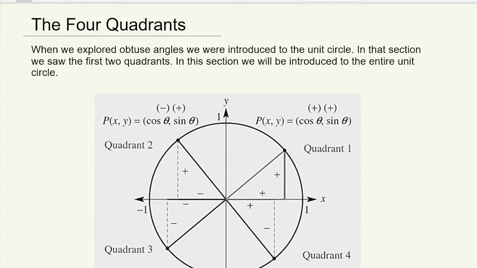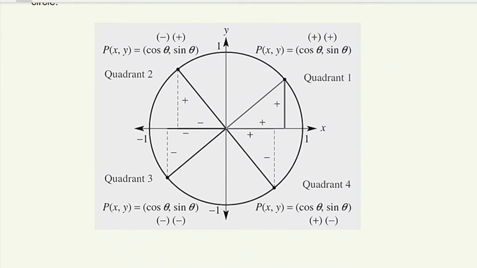In this video, we are going to explore the unit circle in terms of all four of its quadrants. Previously, in a different video, we saw the first two quadrants, the one where everything is positive and the quadrant where only sine is positive. We're going to now explore the other two quadrants and do some problems involving all four of them. So it's the entire unit circle now.